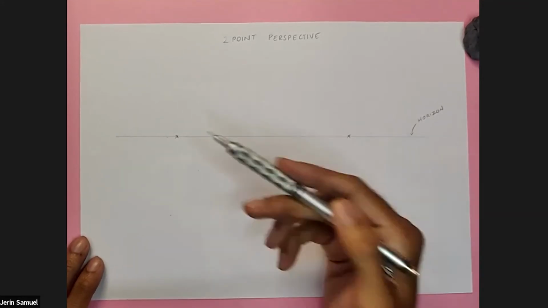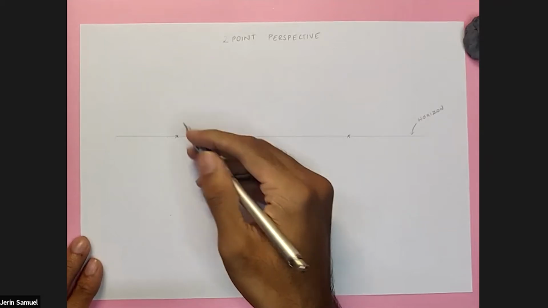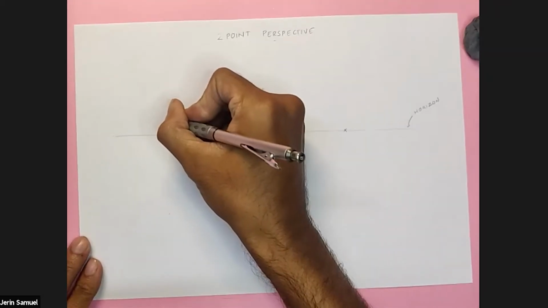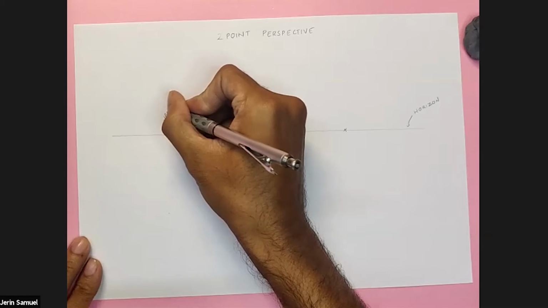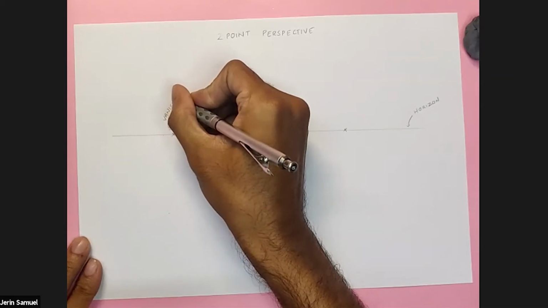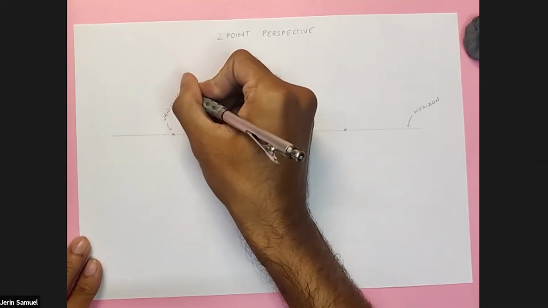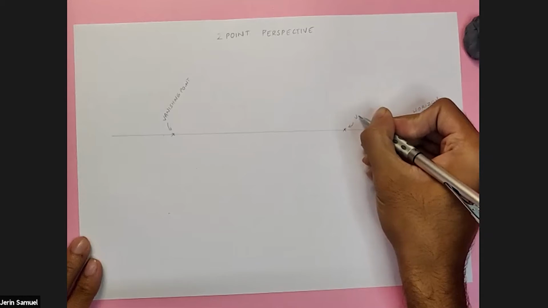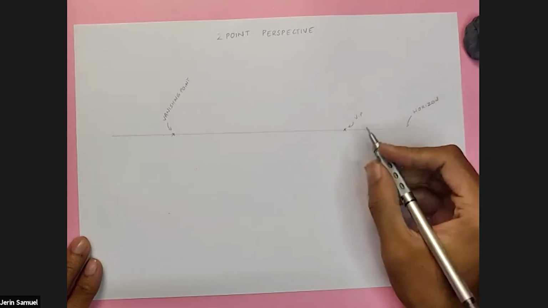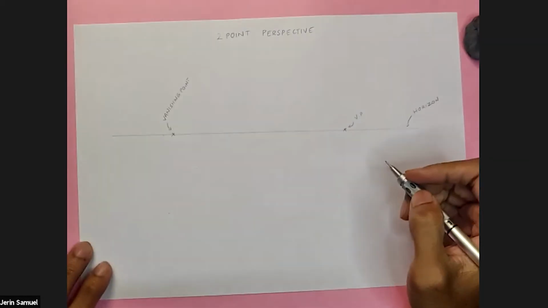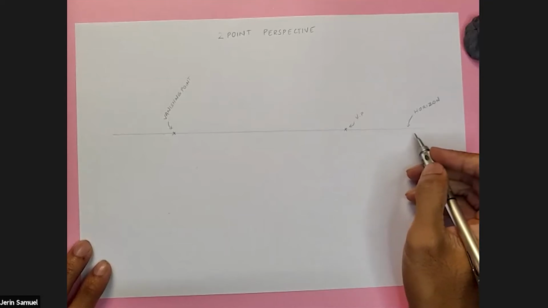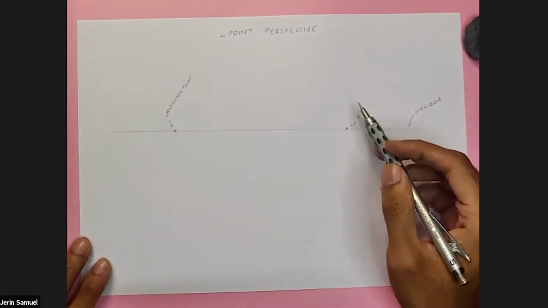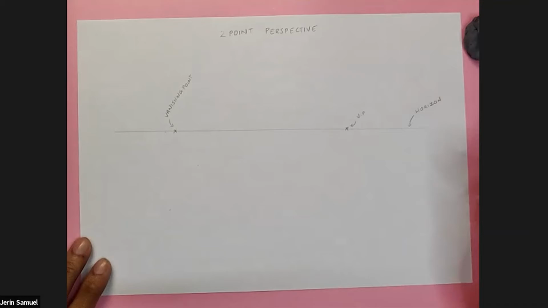Now, what are these points called? These points are called the vanishing point. Even this is called a vanishing point. I'm just writing it here for your reference. We have a horizon line and we have two vanishing points also.